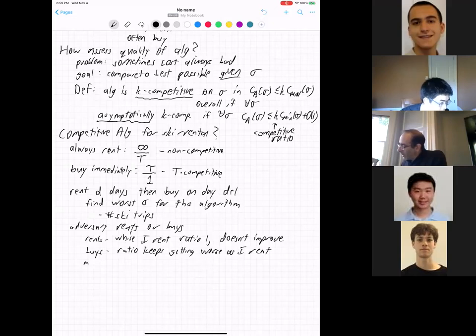Okay, so my ratio doesn't improve as I rent. Okay. Now, what about once I buy? Okay. So the adversary may have already bought, they may have been renting before, they may continue to rent, but what can I say about the ratio once I buy?